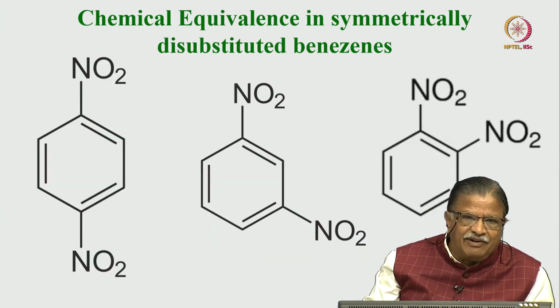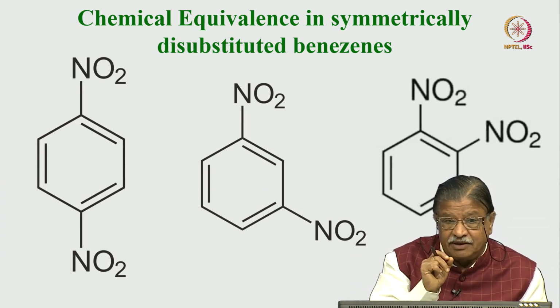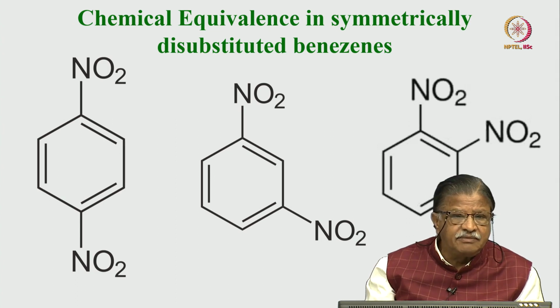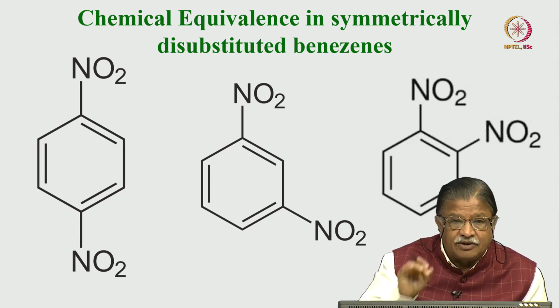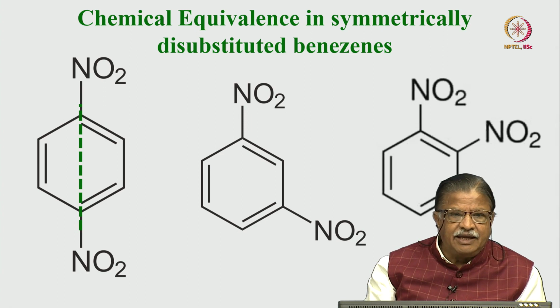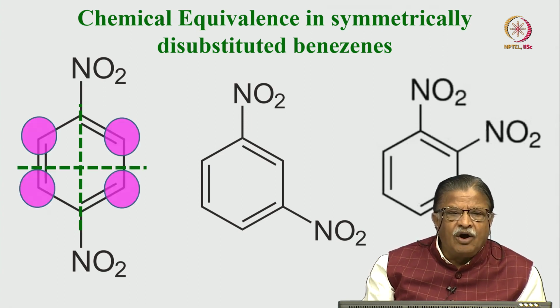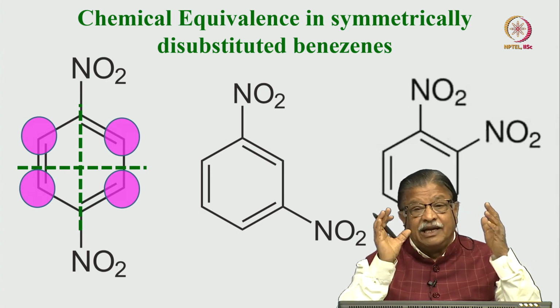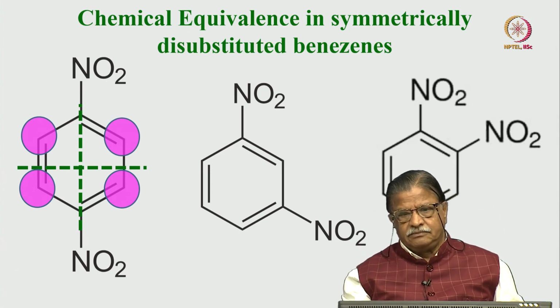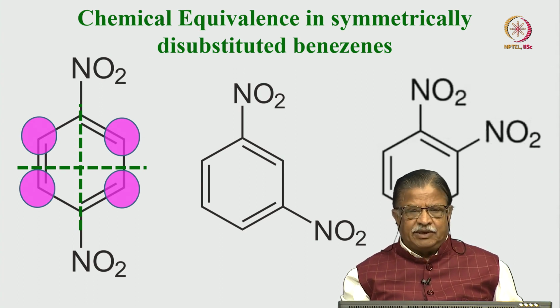Let us look at chemical equivalence in symmetrically disubstituted benzenes. Symmetrically disubstituted, it could be ortho substitution, meta substitution and para. Go for this para disubstituted benzene, symmetrically: there is a symmetry axis here and here. As a consequence, all the 4 protons are chemically equivalent. So, for symmetrically para disubstituted benzene, the proton NMR spectrum gives a single peak.